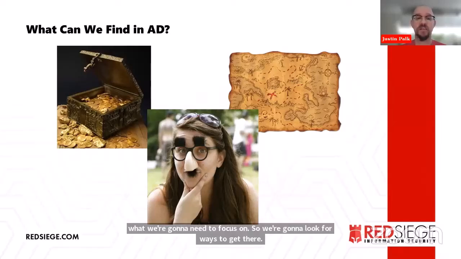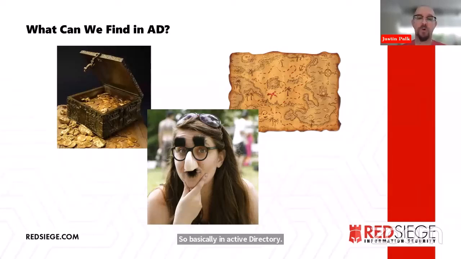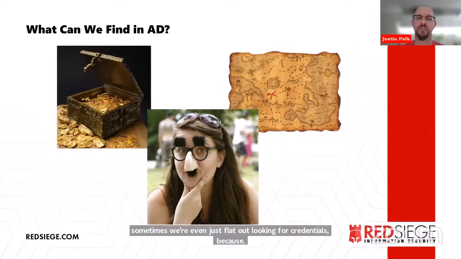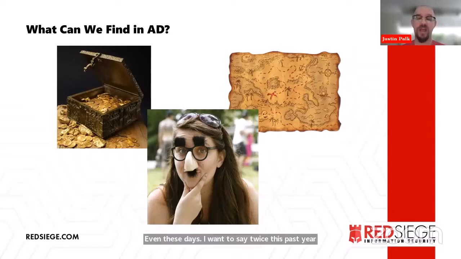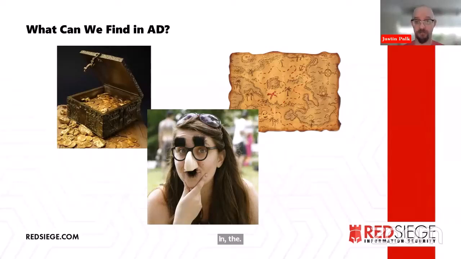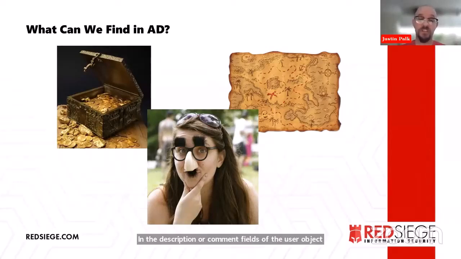So basically in Active Directory, we're looking for a map. We're looking for opportunities to compromise or impersonate users. And sometimes we're even just flat out looking for credentials, because even these days, I want to say twice this past year, I've found live credentials hidden in the description or comment fields of the user object. They're usually low privilege accounts. They may not get me a lot more access than what I've already got, but they may give you access to something, always something to take a look at.